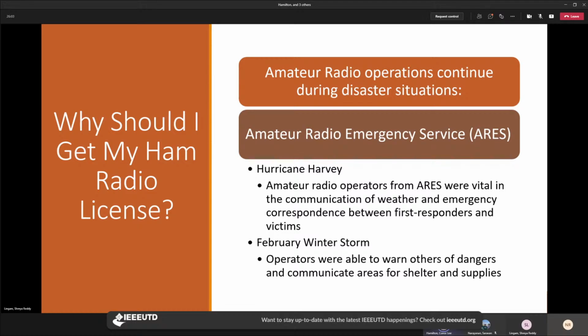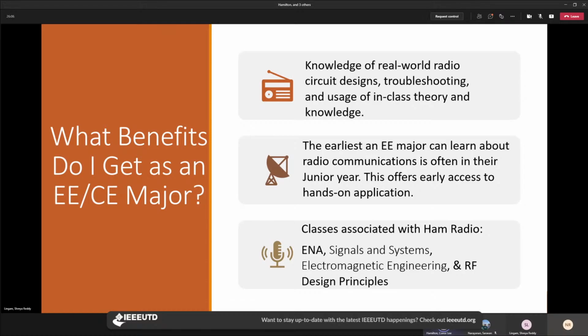And so, in the next slide, the question becomes, what benefits do I get as an EE or a CE major? So we get knowledge of real world radio circuit designs. We learn how to troubleshoot and fix radios as they come, figure out any problems that we might be having, and you learn all these things that, in class, we learn the theories, right? And then all of a sudden we're thrown into using, I'll use PSpice as an example, PSpice. And suddenly it's like, wait, why is my graph not showing? Or why is my simulation not running?